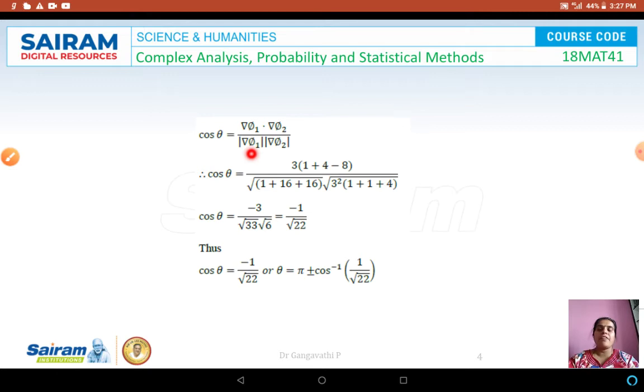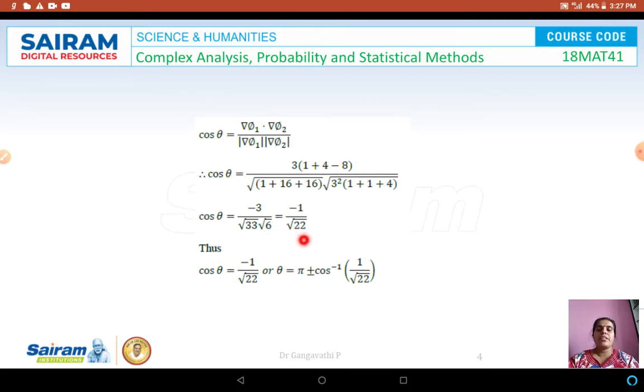Similarly, modulus of grad phi is nothing but square root of the sum of the squares of the i component, which is 1, j component is 4 and k component is also 4. Squaring them, we get 1 square is 1, 4 square is 16, 4 square is 16. Similarly, for vector b, the modulus is square root of the sum of the squares of the i component, j component and k component. So let us simplify this. 4 plus 1 is 5, minus 8 is minus 3. And the denominator, 16 plus 16, which is 32, plus 1, 33 under the square root. 3 square is 9, but if I take out the square root, it's going to be 3, 1 plus 1 plus 4, 6. So you get root 6 here.